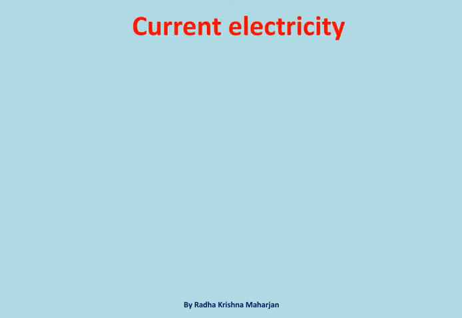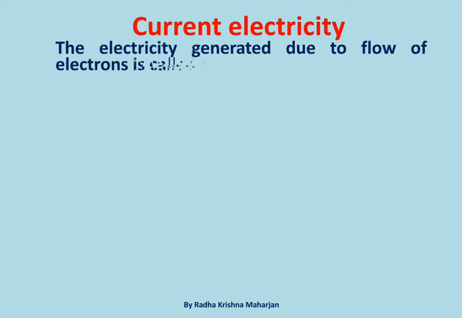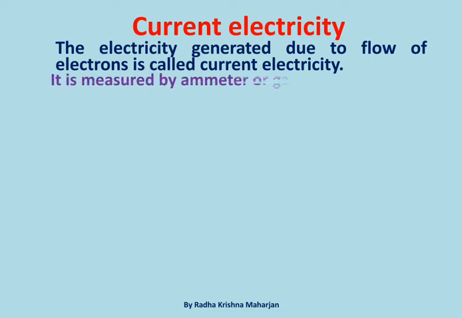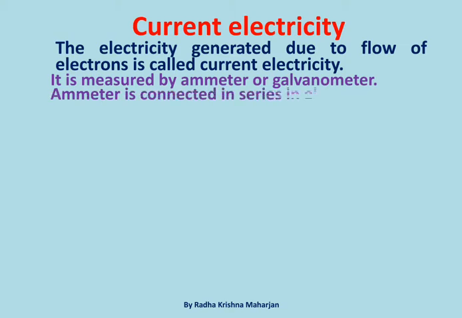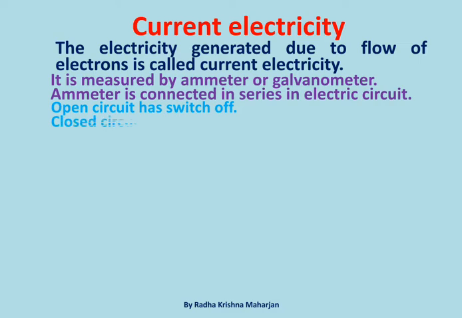Current, electricity. The electricity generated due to flow of electrons is called current electricity. It is measured by ammeter or galvanometer. Ammeter is connected in series in electric circuit. Open circuit has switch off. Closed circuit has switch on.